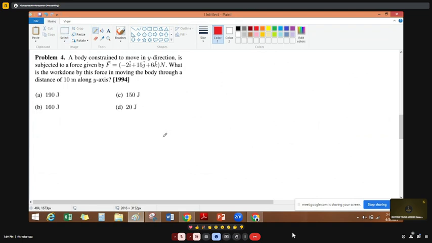A body constrained to move in the y direction is subjected to the force given here. What is the work done by this force in moving the body through a distance of 10 meters along the y axis? Now it is moving along the y axis. Which formula comes to your mind?